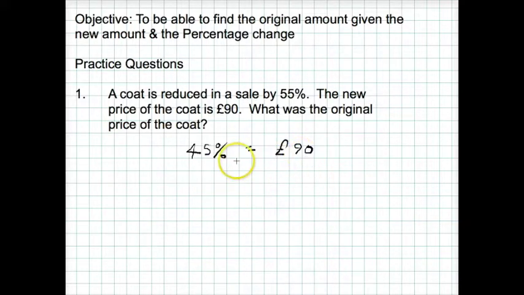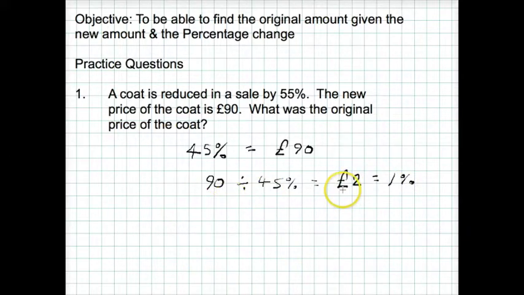Now, if we know that 45% is £90, to find 1% is just a case of splitting this £90 into 45 bits. So the second step would be to write down 90 divided by 45. That's going to split it into 45 bits, and 90 divided by 45 gives you £2. Now that is actually equal to 1% of the original price.